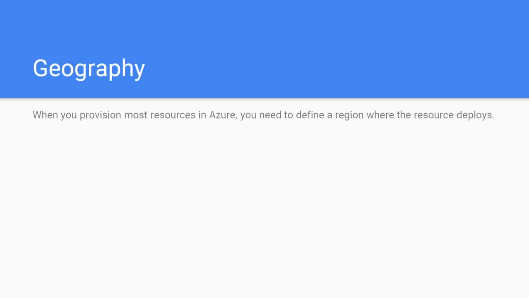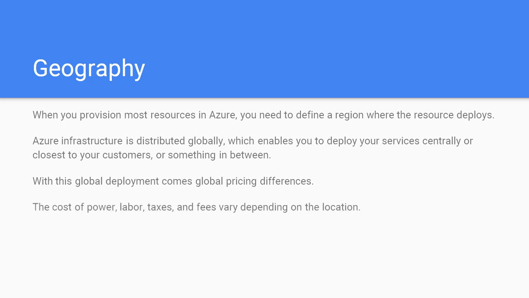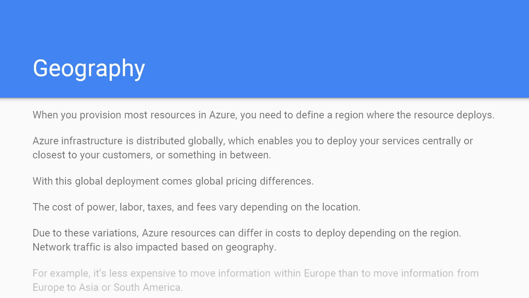Geography. When you provision most resources in Azure, you need to define a region where the resource deploys. Azure infrastructure is distributed globally, which enables you to deploy your services centrally or closest to your customers, or something in between. With this global deployment comes global pricing differences. The cost of power, labor, taxes, and fees varies depending on the location. Due to these variations, Azure resources can differ in cost to deploy depending on the region. Network traffic is also impacted based on geography. For example, it is less expensive to move information within Europe than to move information from Europe to Asia or South America.